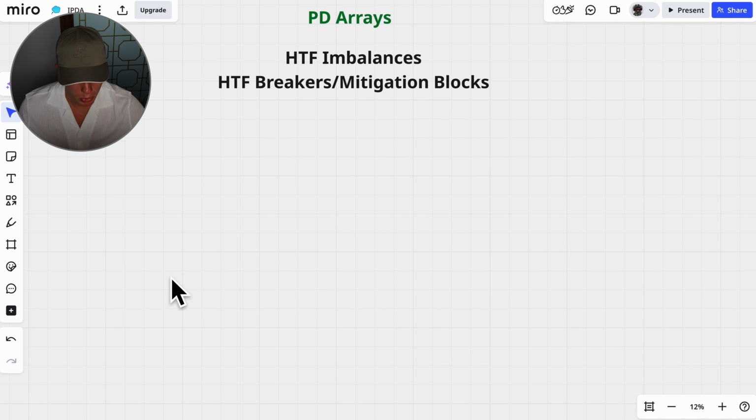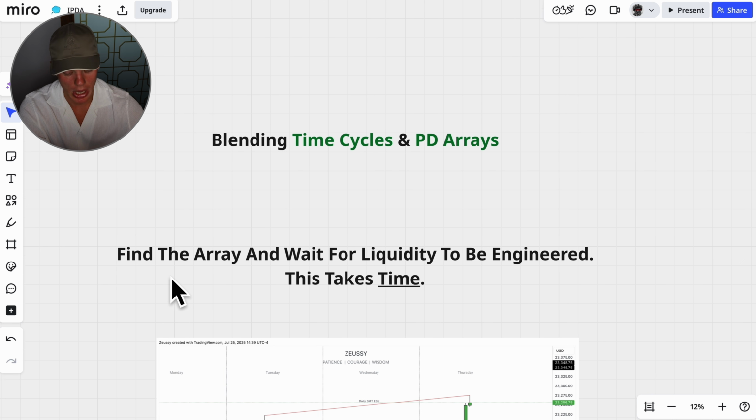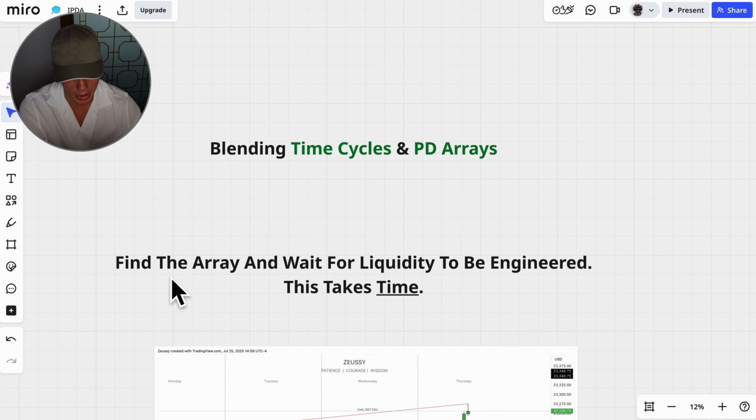Now, when we pay attention to the blending of time cycles and PD arrays, I want you to focus on finding the array and waiting for liquidity to be engineered. This takes time. Think about what I've just said. It takes time for you to find the array and to see the liquidity be engineered. That's not me just saying you need to have experience to be able to do this. That's a given. However, it literally takes time for liquidity to be engineered.